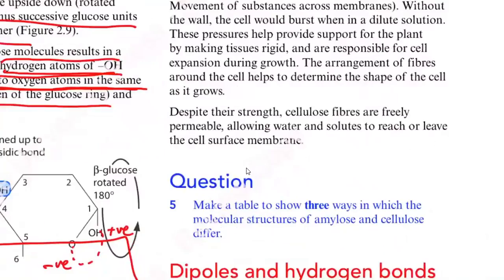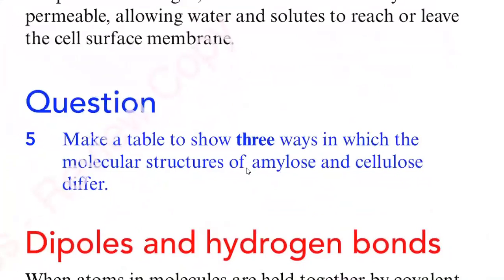And now I'm giving you a task, and that is you have to make a table to show 3 ways in which the molecular structures of amylose and cellulose differ. Right? Okay, miss.